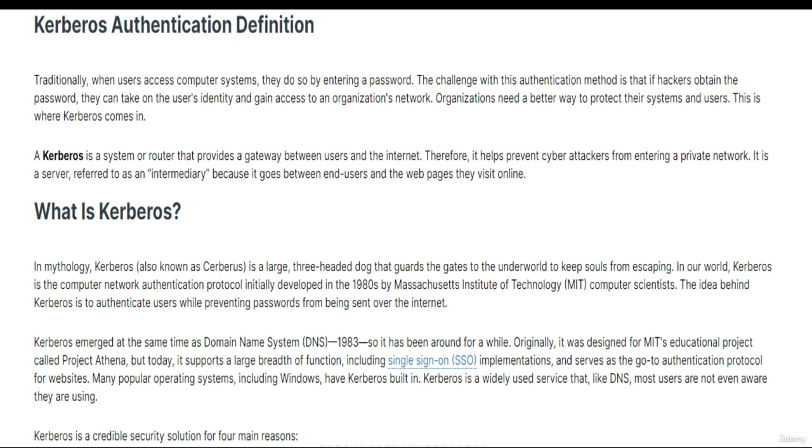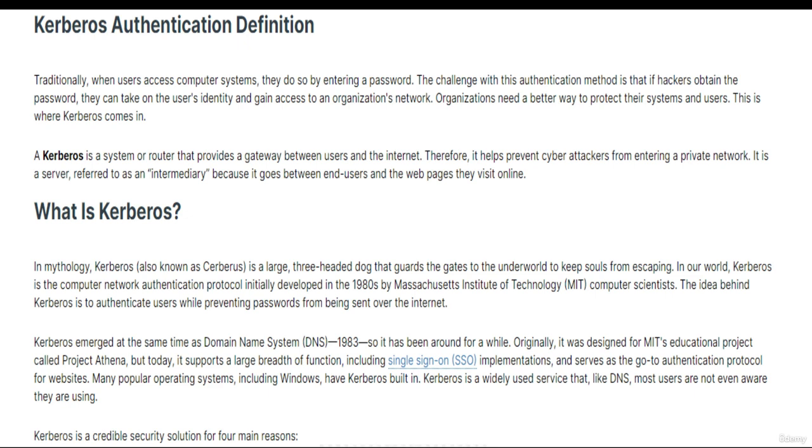Now its definition. What is Kerberos authentication? Traditionally, when users access computer systems, they do so by entering a password. The challenge with this authentication method is that if hackers obtain the password, they can take on the user's identity and gain access to an organization's network. Organizations need a better way to protect their systems and users. This is where Kerberos comes in.